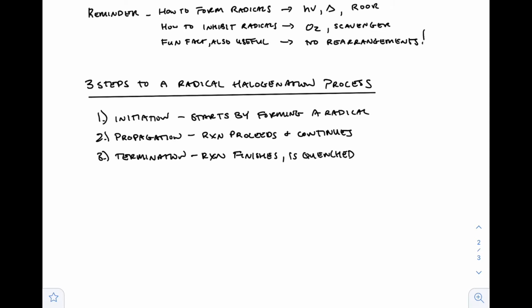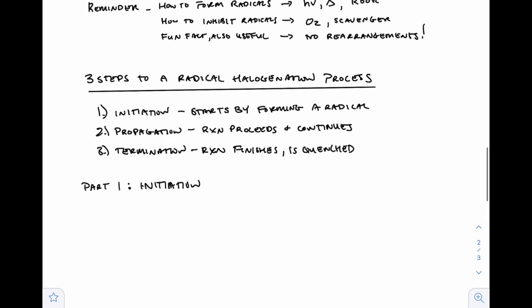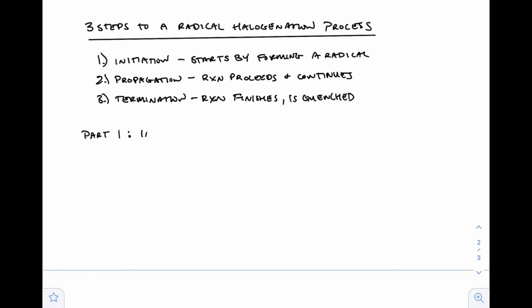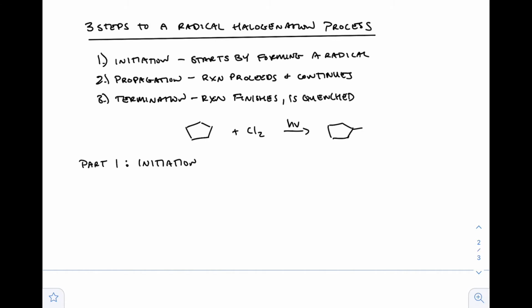Okay, it's stopped basically. And so now I want to go over each individual step and show you the mechanisms associated with those. They're going to be specific, but you need to be able to generalize them and identify an initiation step, propagation, and termination. The definitions will get a little bit more wordy this time around, but we'll also have pictures to go along with it, so it'll be easier. Let's say we had this cyclopentane plus chlorine in light, and we want to draw the chlorocyclopentane product, right? So what's the mechanism for this?